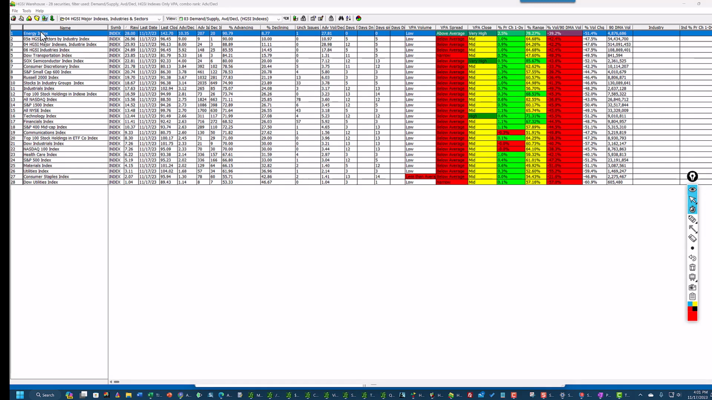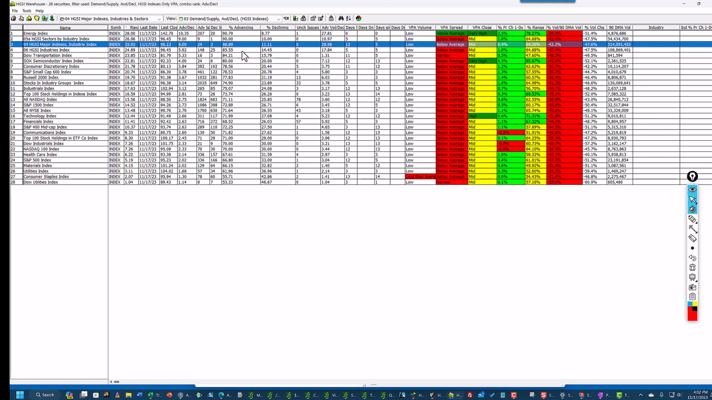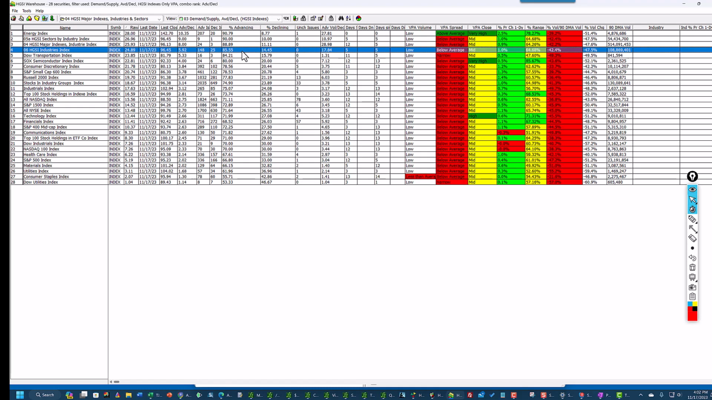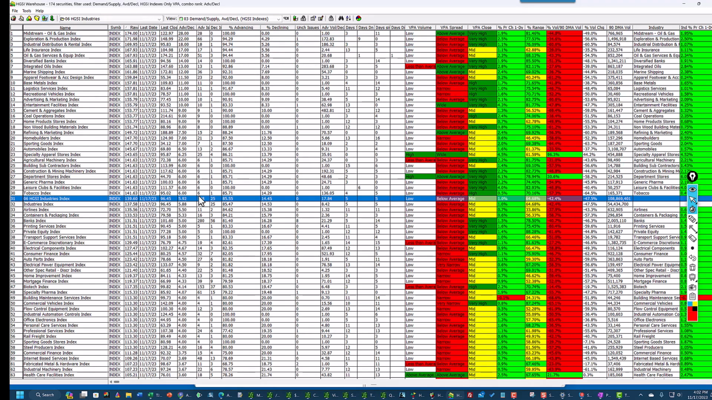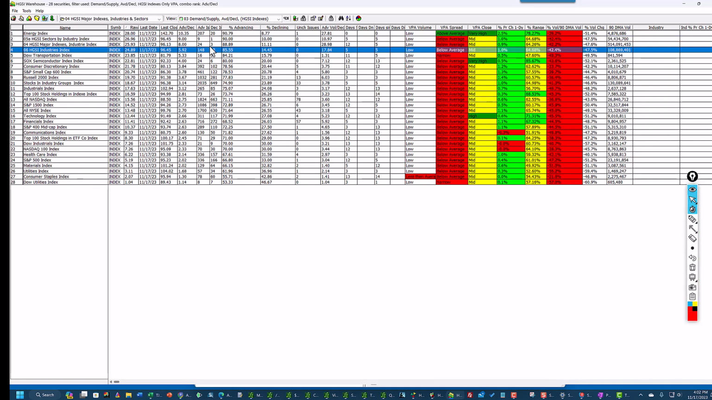But you can see it looks like oil was up today, and consequently the energy index was up. Look at this, almost 91% advancers over decliners. Sectors by industry index, 90% advancers. Major indexes almost 90%. HGSI industries index. These are all of the industries. If I change to this, you can see that they're in here. This was very strong also. 85% of the indexes were up for the day, and only 14.5% were down.